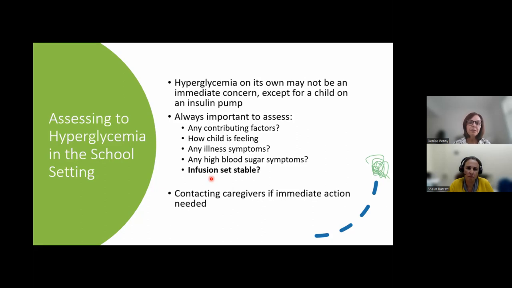And it's important to also think about, were there any contributing factors to the high blood sugar? Obviously, if they just ate a cupcake because there was a celebration, if the child is feeling well. If there are illness symptoms or really high blood sugar symptoms, then the family may need to be called as well.